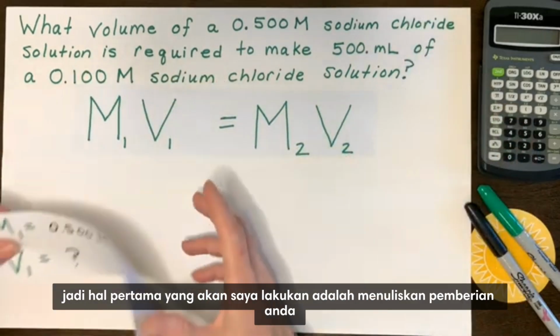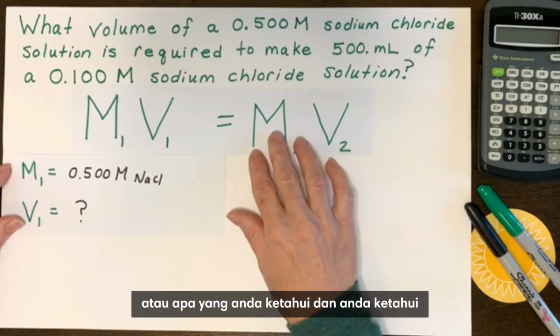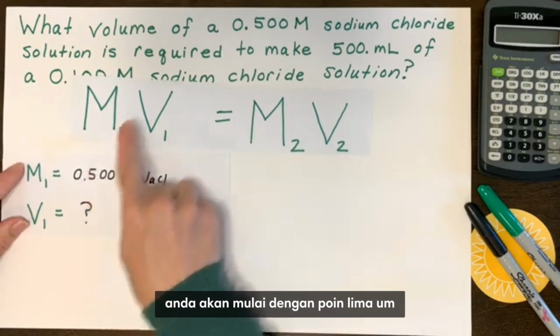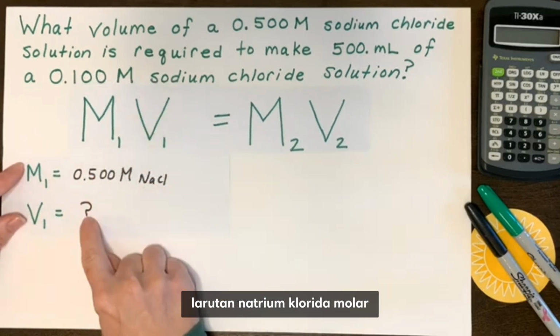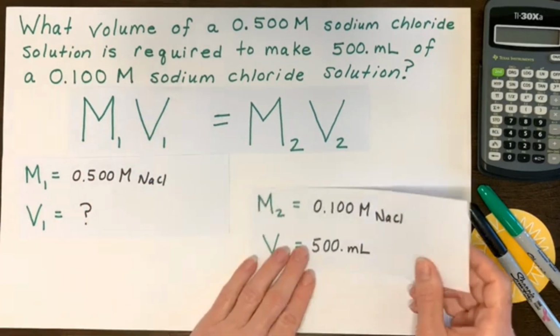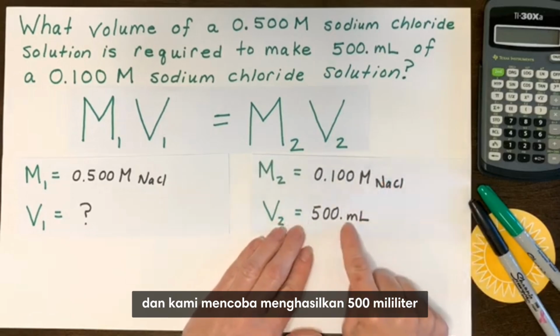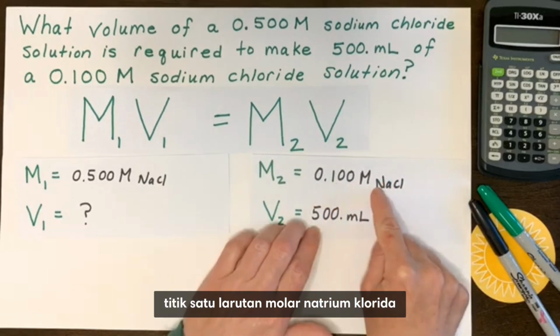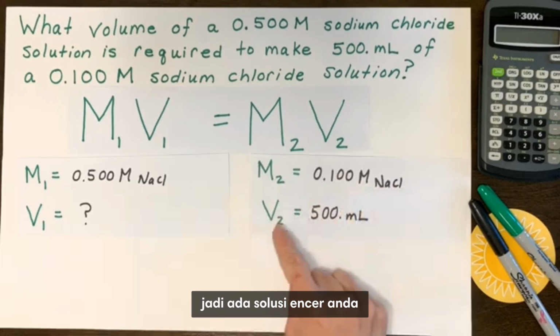So the first thing I would do is write down your given, or what you know. You know you're going to start with a 0.5 molar sodium chloride solution. You do not know the volume we need. And we're trying to make a 500 milliliter, 0.1 molar solution of sodium chloride. So there's your dilute solution.